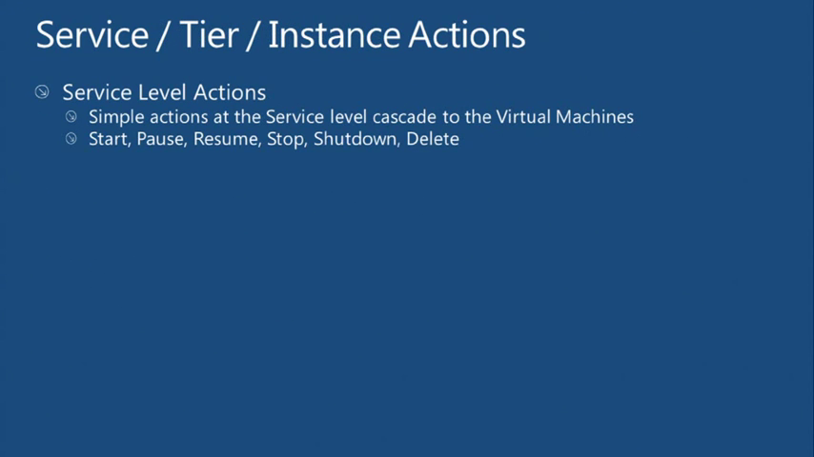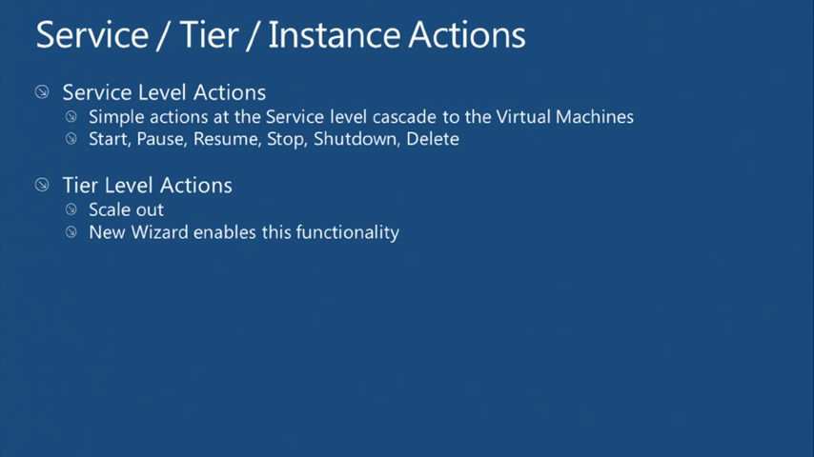Then we have some actions that we've built. So there's certain things that we support at the service level. That's like start, stop, shut down, delete. So you can apply that at the service level and we'll cascade that to all the VMs. So if you do a delete on a service, we're going to delete all the VMs in that service. If you do a stop, we're going to stop all the VMs in the service. There are things that you can only do at the tier level.